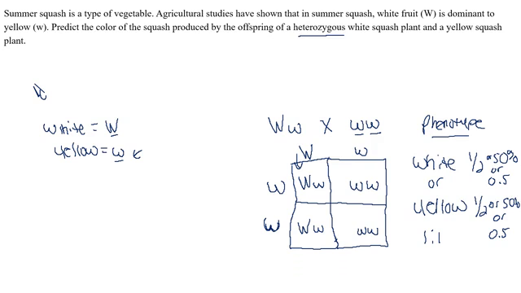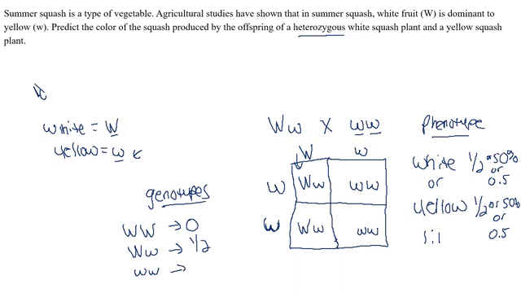Same thing with the genotypes. So I'm going to go ahead and put genotypes over here. Okay, so we have 3 possible genotypes, right? So remember this. We have homozygous dominant, we have heterozygote, and homozygous recessive. Okay, so none of them are homozygous dominant. Now 1/2 of them are heterozygotes, and 1/2 are homozygous recessive.